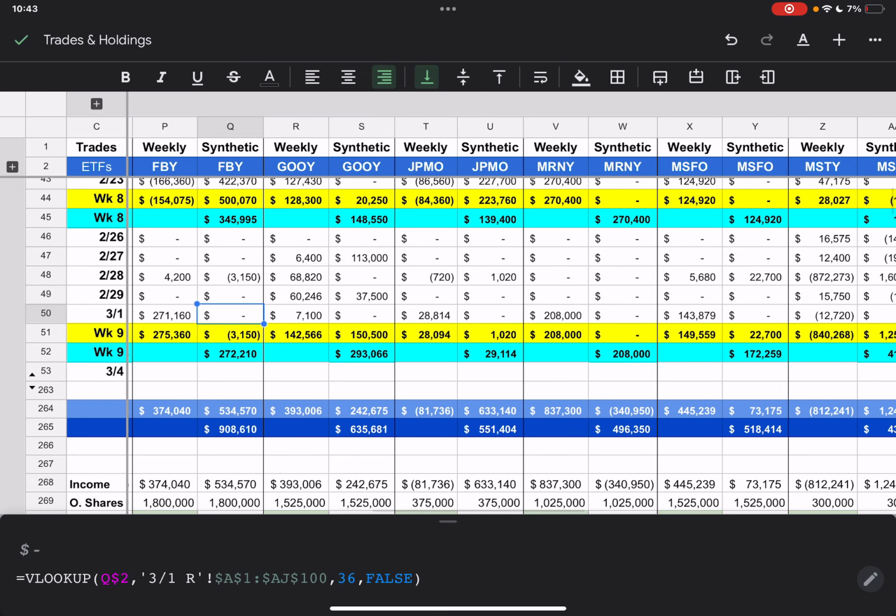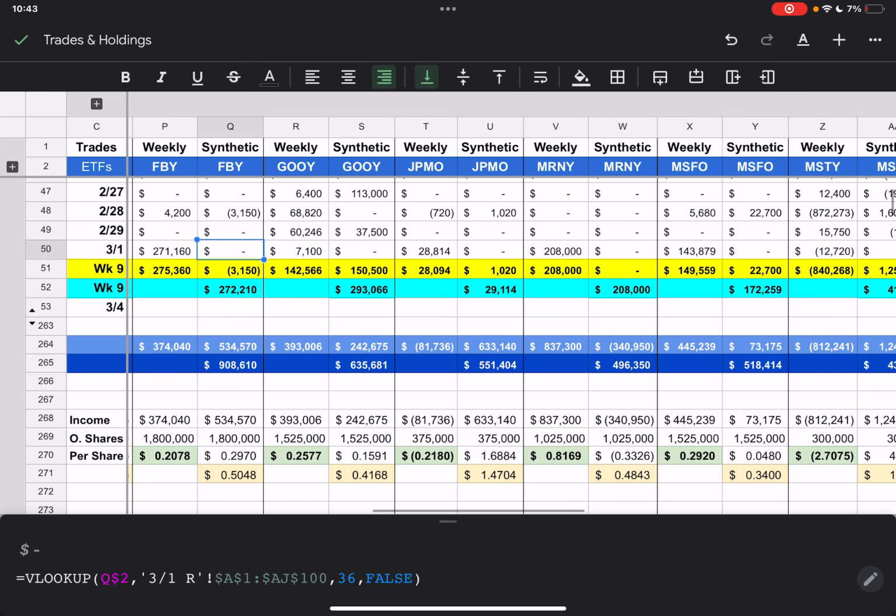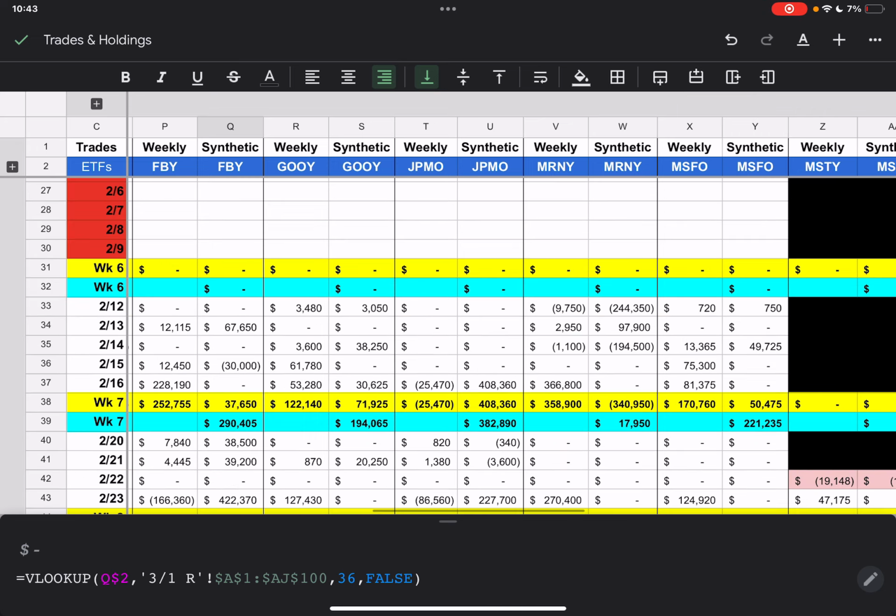And so overall, you see we have about 374 on our weekly short call, about 534 on the synthetic, with the overall of 908. And if we look on the bottom, for those 3 weeks, you're looking at about 21 cents for the weekly short call and about 30 cents for that synthetic, which is about 51 cents. If we go on over to GUI, we look at that one.